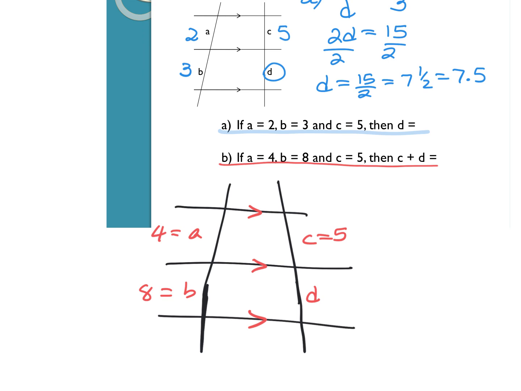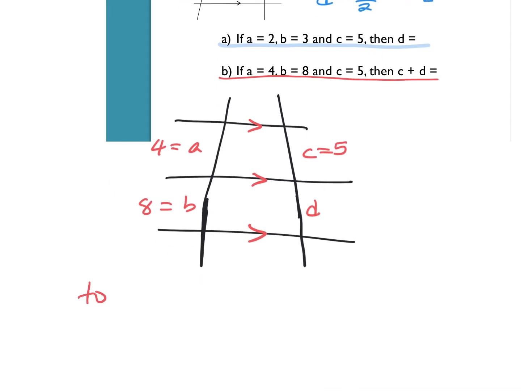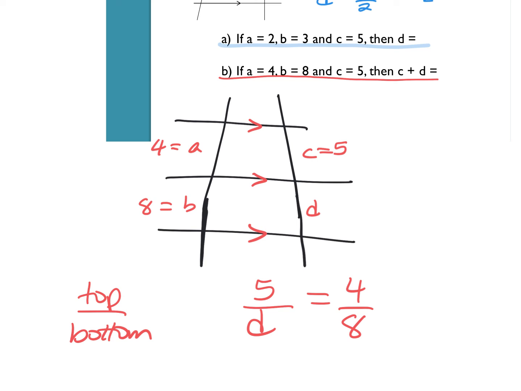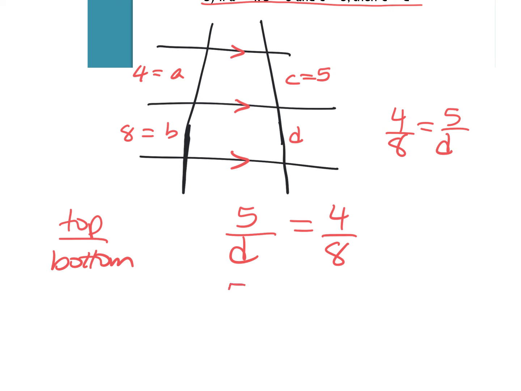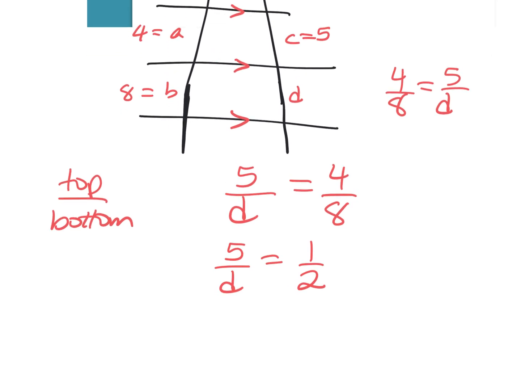So again, we can do the same thing. Let's just do top over bottom. So I can set this up as 5 over D equals 4 over 8. If you'd rather do 4 over 8 equals 5 over D, you can do it with the left numbers first. Again, you probably want to simplify the 4 over 8, make it 1/2. And now we can cross multiply. D times 1, 5 times 2, D equals 10.